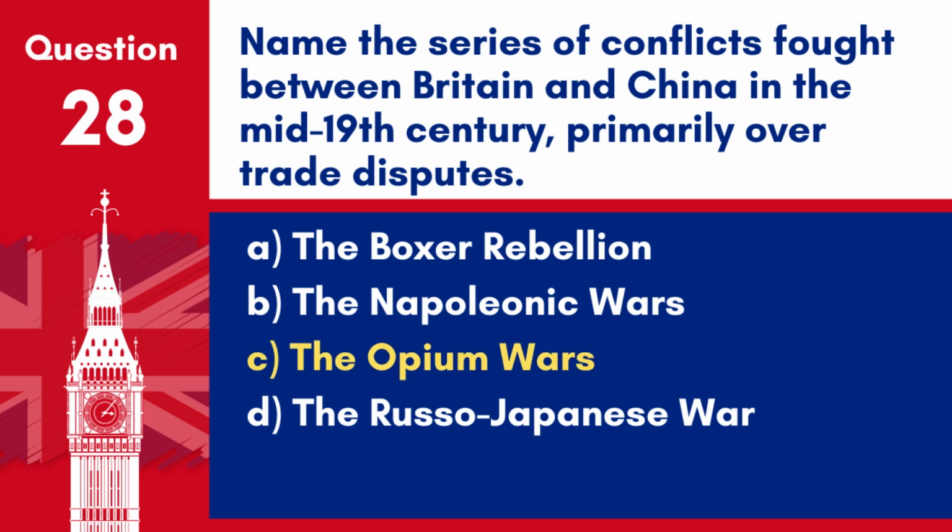The Opium Wars were a series of conflicts fought between Britain and China in the mid-19th century, primarily over trade disputes and the opium trade.